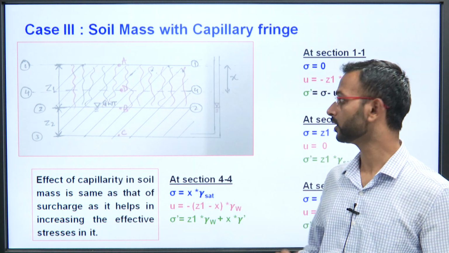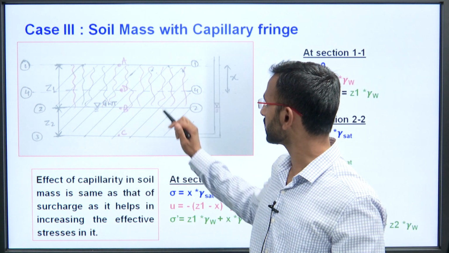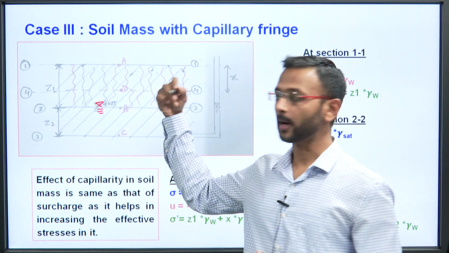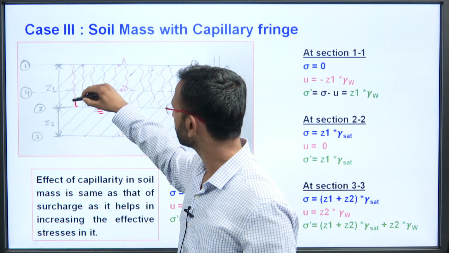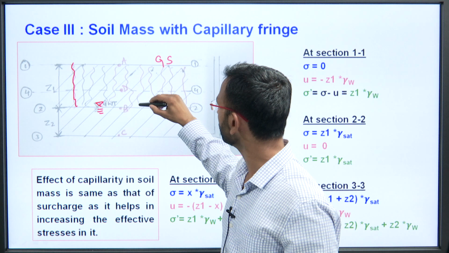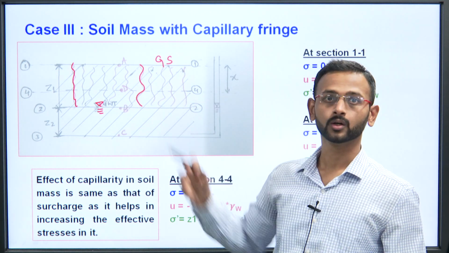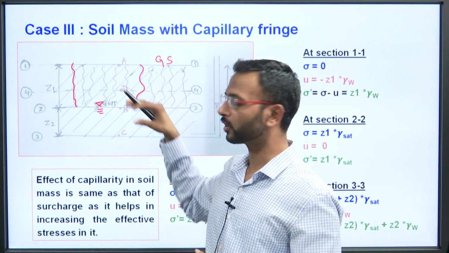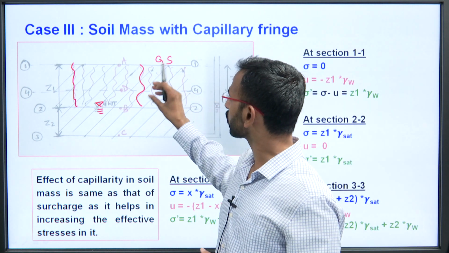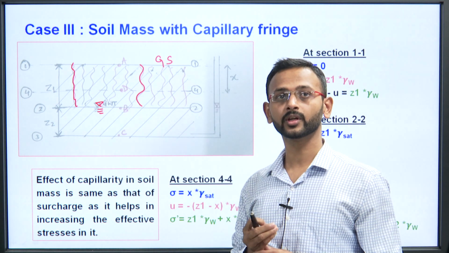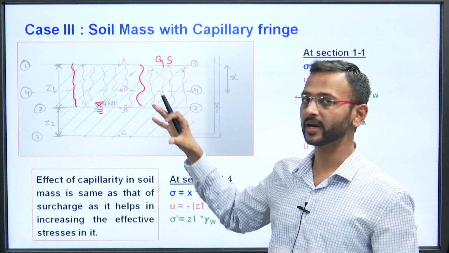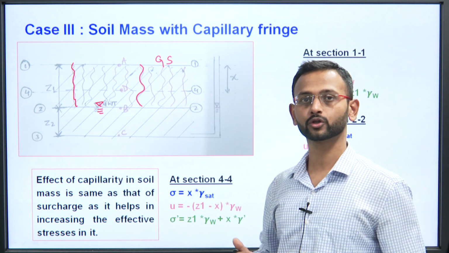See here, this is the soil mass which has the groundwater table at this level, and due to the capillary action, water rises to, let us say, the ground surface. Understand one thing at this point: capillary action is something where the water is held in tension, because we will be discussing the capillarity concept in detail in a later section of this class.